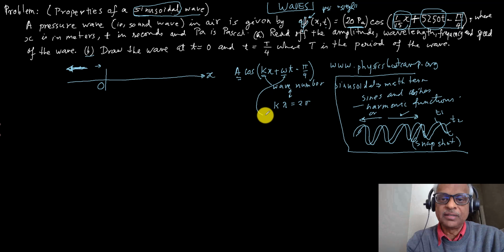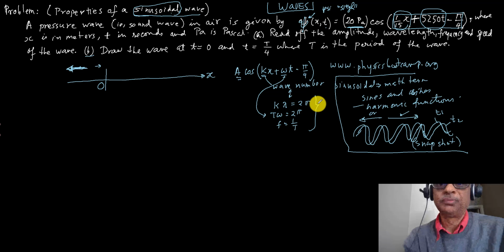And omega is related to frequency. Omega is the inverse of the time period times 2 pi, and frequency is 1 over the time period. These are the basic relations that you should know. Okay.